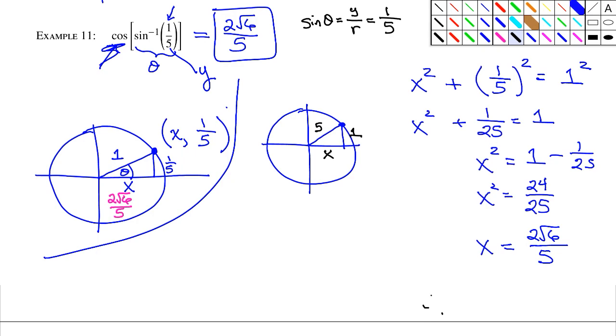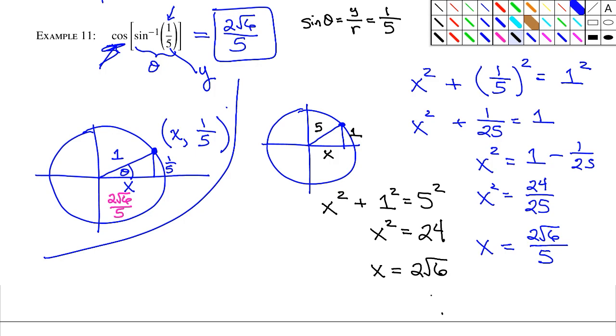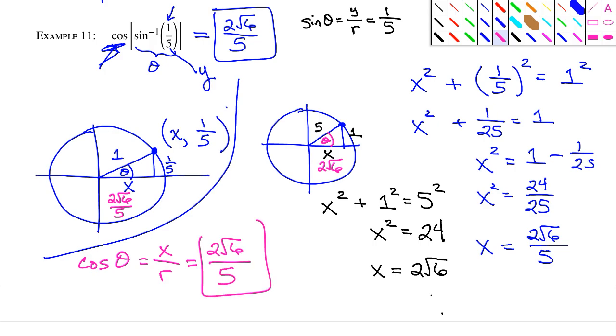So this works out very much in the same way. X squared plus 1 squared is equal to 5 squared. Simplify that to x squared equals 24, and x is equal to 2 root 6. Positive again because we're in the first quadrant. But then you're basically taking the cosine of this theta, and the cosine of that theta is the x over the r, which is 2 root 6 over 5. So you get the same answer either way.